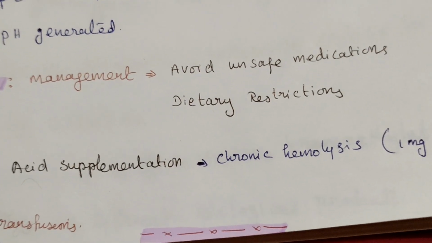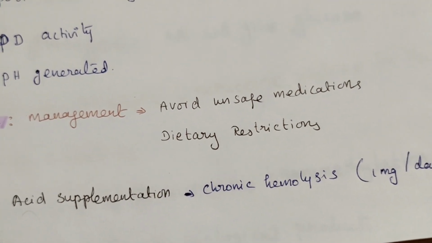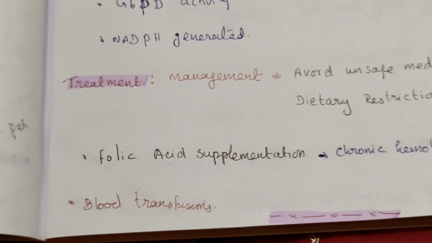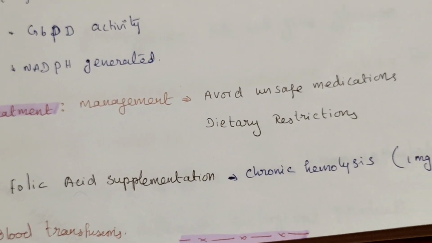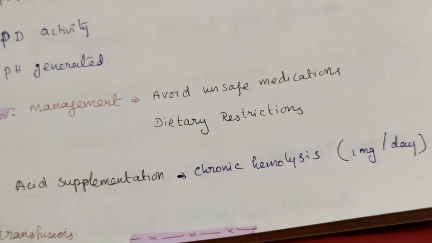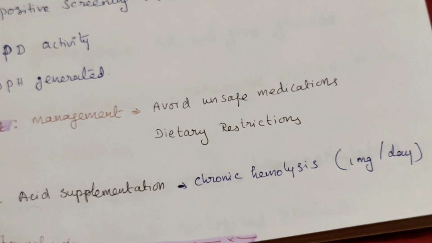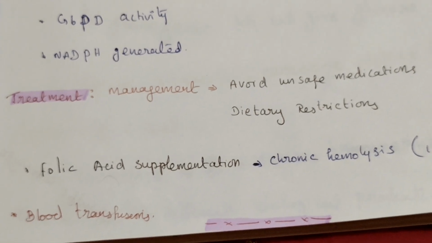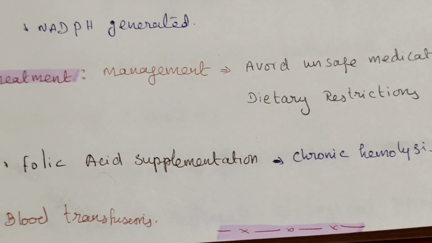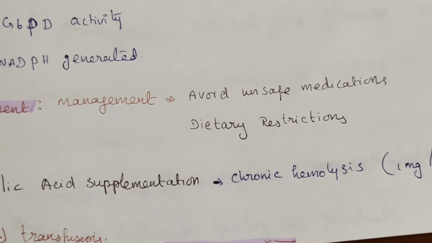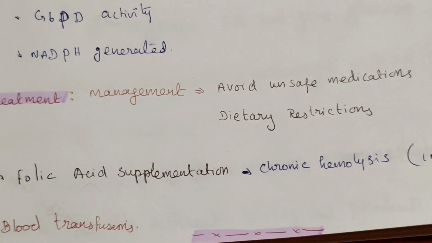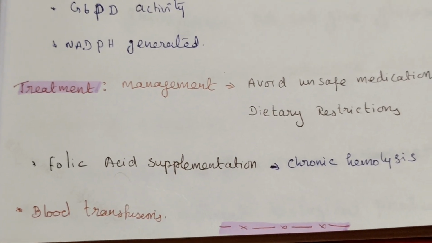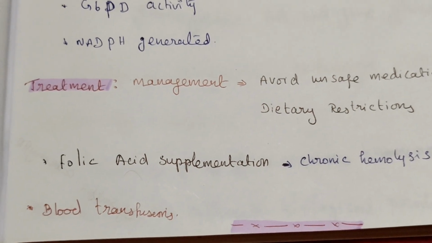Then treatment and management: avoid unsafe medication and follow dietary restrictions. Then folic acid supplement for chronic hemolysis, 1 mg per day. Then if necessary, blood transfusion. Management: avoid unsafe medication and dietary restrictions, folic acid supplement, and if needed, blood transfusion is necessary.